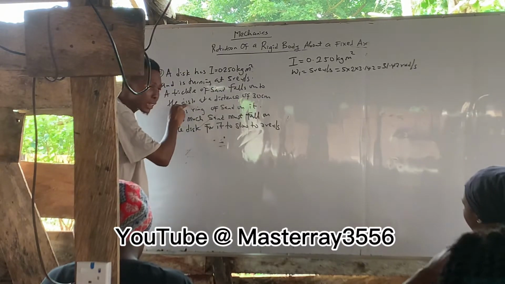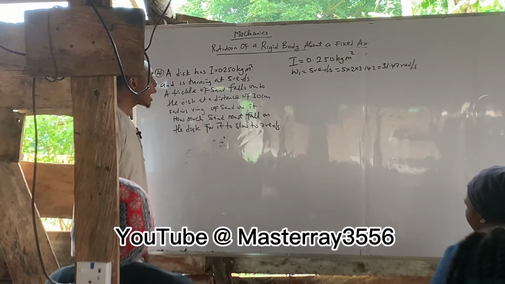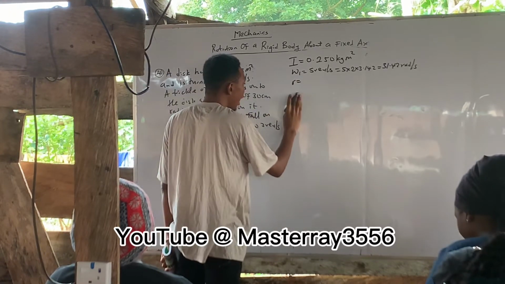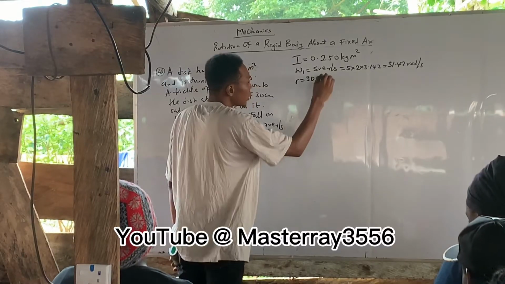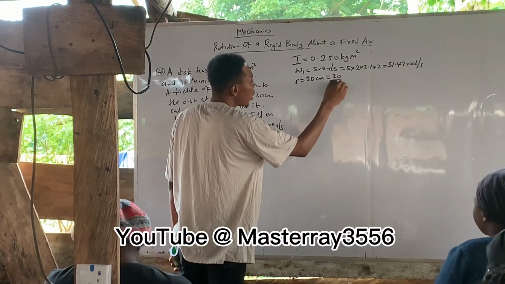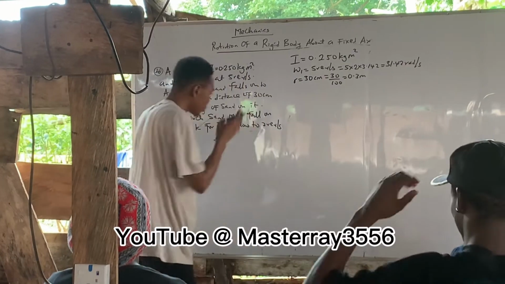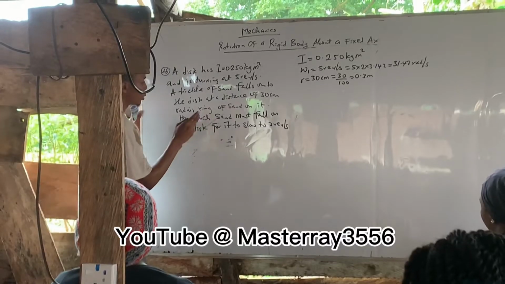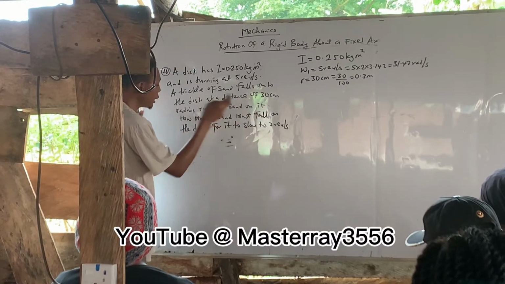We are told that a trickle of sand falls onto the disc at a distance of 30. That's our radius, right? 30 centimeter. How do you convert? 30 over 100, that is 0.3 meter. Now we are told that there is a 30 centimeter radius ring of sand on it.